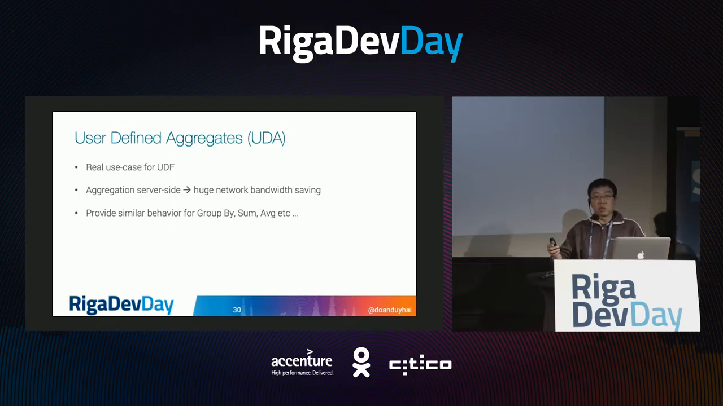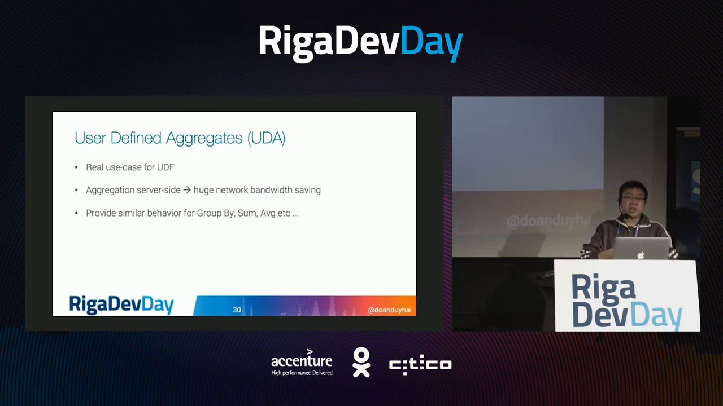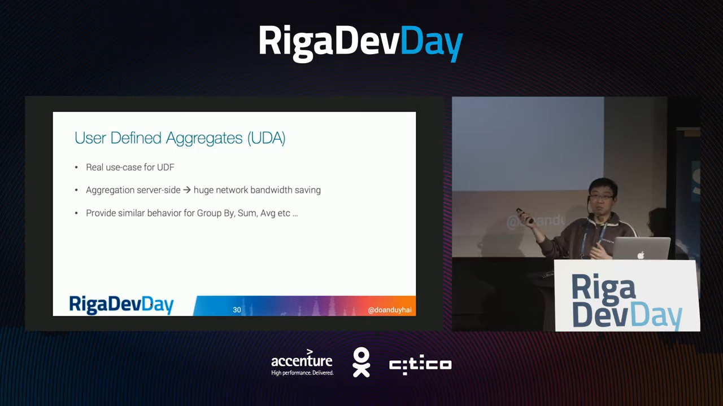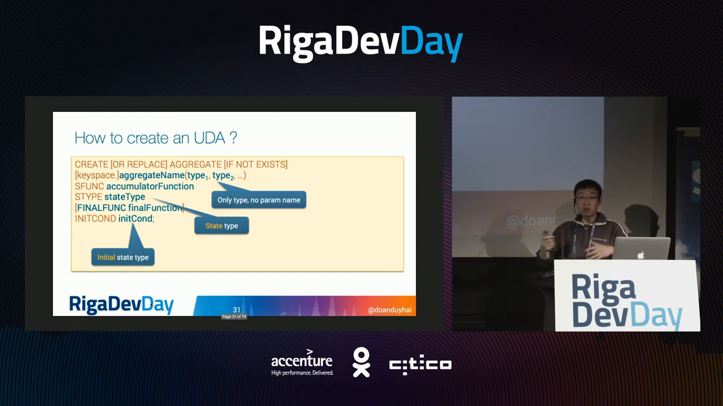So this is for user-defined function. But the idea of user-defined aggregate is to provide you a way to aggregate data. Because by itself, doing transformation on raw data is not that interesting. What is much more interesting is being able to aggregate. By default, Cassandra 3.0 is shipped with some average aggregate functions. So it already exists out of the box. You can use it. Okay.